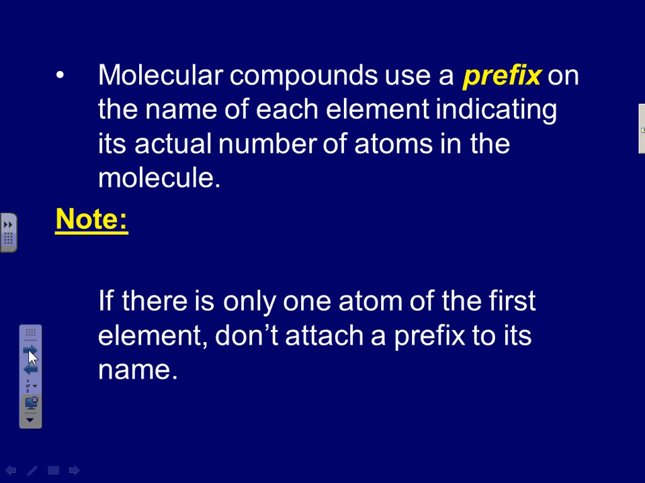So we have a prefix in front of the element. And there's only one exception. If there's only 1 atom at the start, we don't put a prefix on it. Again, my example, carbon dioxide. We don't say monocarbon dioxide. I don't know why. That's just the way it's kind of evolved as a language. Really, naming chemicals is like learning a little bit of a new language, the language of chemistry. So if there's only 1 atom at the beginning, we don't put mono on the front end. Okay?